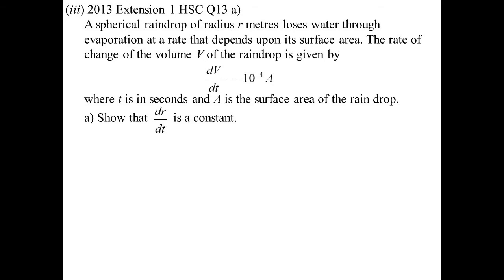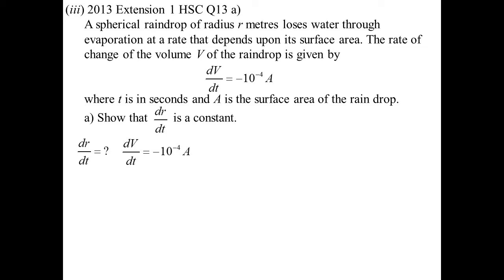And we'll do this one from 2013. This was an extension question. We were told that dV/dt is minus 10 to the power of negative 4 times some constant a, which is the surface area of the raindrop. We have to show that the rate of change of the radius is also a constant. So it starts off like our related rates questions. We want to find dr/dt.